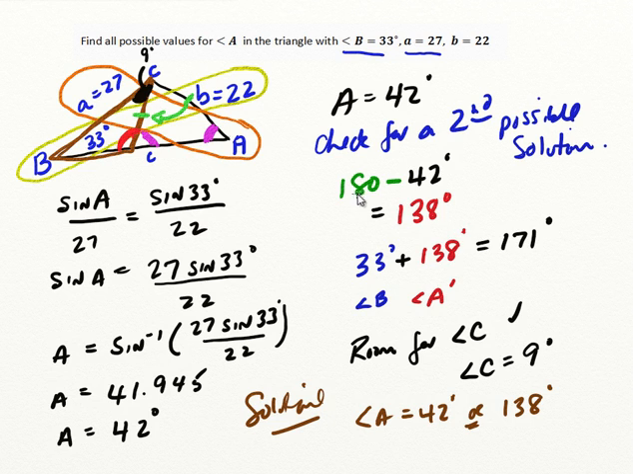So that's the process that you go through when you check for a second possible solution. We just take 180 degrees, subtract it from our first answer, and we have a possible answer. It's only proven to be a valid answer when we actually prove that we can produce a triangle containing that angle. Okay? Well, let's look at a second example.